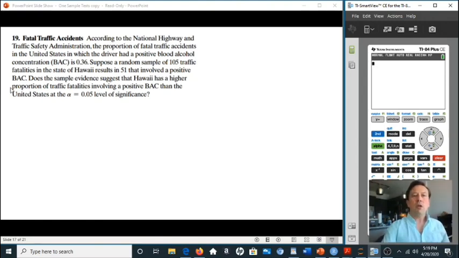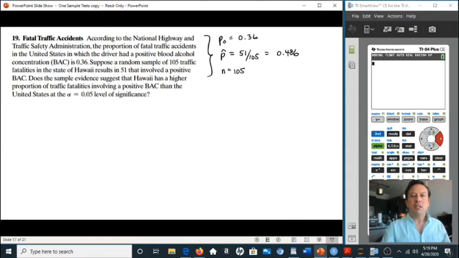Okay, so the one key word here is proportion. So I know I'm looking at p, not mu. All right, so secondly, I can extract some numbers from this lovely paragraph. The status quo number is that 0.36. This is what's already believed to be true. And then from my sample, 51 of the 105 had a positive concentration, which was 0.486. Yikes, that's really high. And of course, n is 105. So because this is from a sample, that's our p-hat.